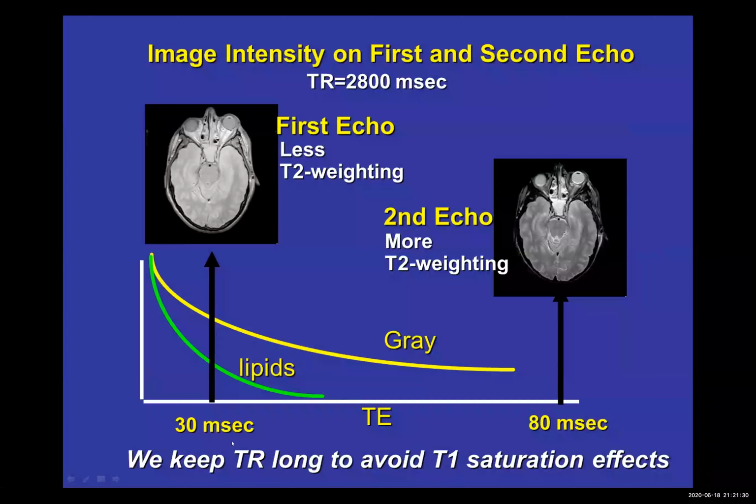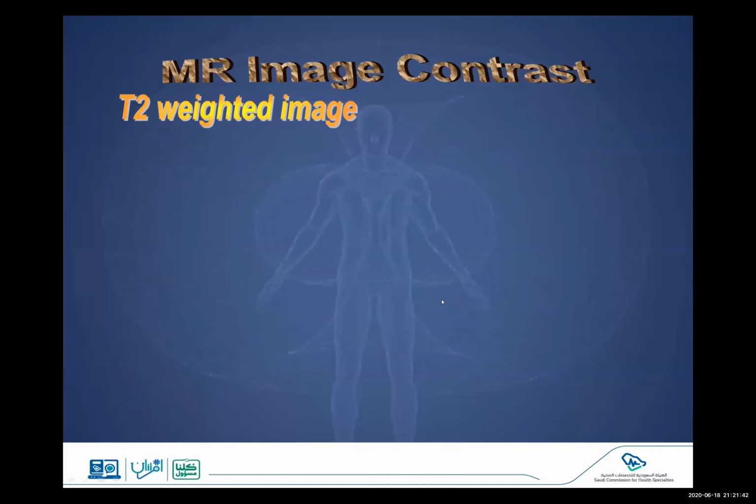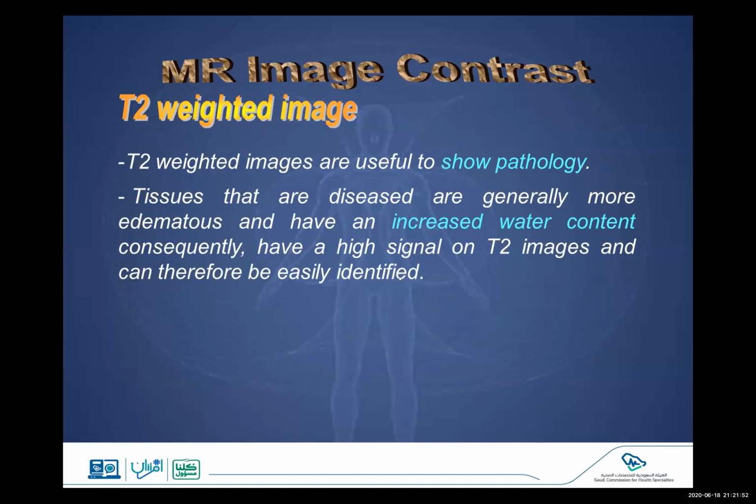As you can see, this is a TE of 30 milliseconds and a TE of 80 milliseconds. Now the T2 contrast is much better in the image with the higher echo time. T2 weighted images are usually useful to show pathology. Tissue that is diseased generally has more fluid around it. It is edematous and has increased water content, and consequently has higher signal on T2 weighted images and can therefore be easily identified.